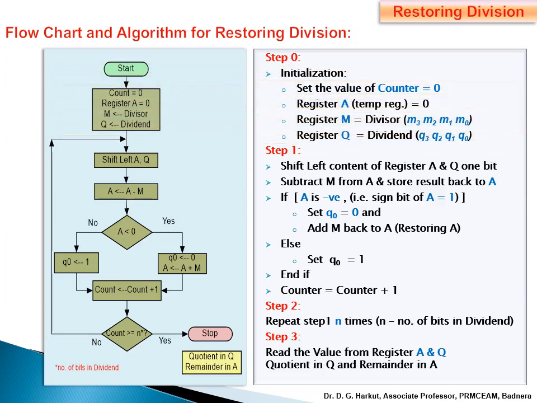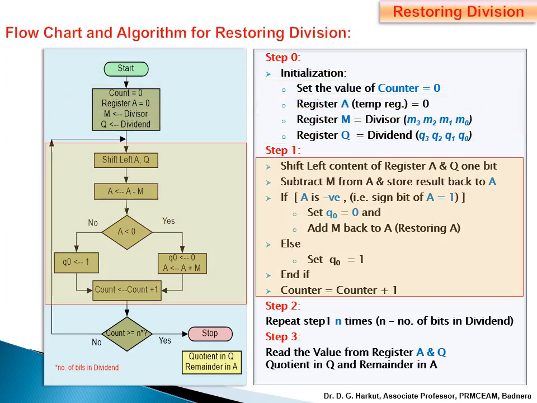Step 1. Shift left the content of register A and Q combined 1 bit. Subtract M from A and store result back to A. After performing the subtraction, if A is negative, that is sign bit of A is 1, then set Q0 to 0 and add M back to A, that is restore A back. Else simply set Q0 to 1.